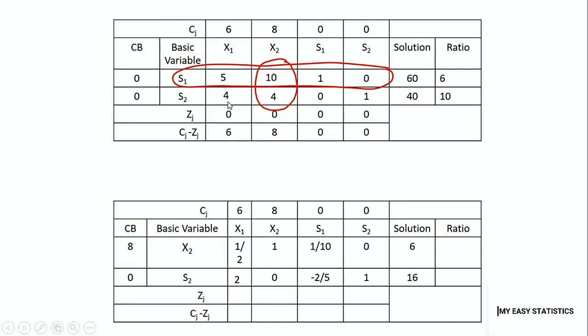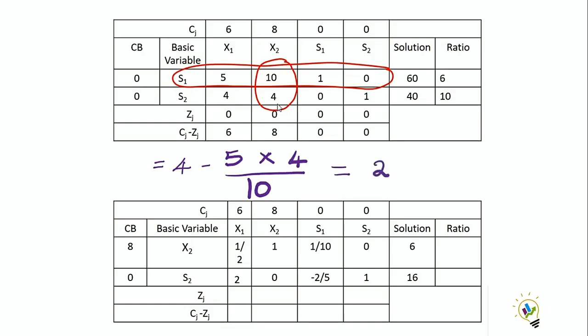To do this one, the formula we are using is 4. Old value is 4 minus, for this value in row, what is corresponding value? It is 5. Right? And for column, what is the value? 4. Divided by key element. What is key element? 10. Now what value we will get if we solve this equation? We get 2.